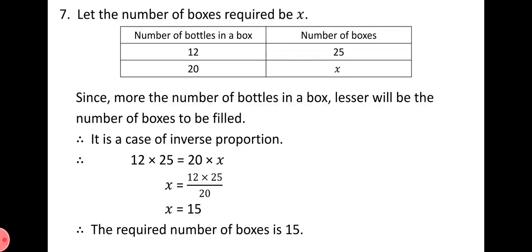Next, question number 8. A factory requires 42 machines to produce a given number of articles in 63 days. How many machines would be required to produce the same number of articles in 54 days? Now it is given in the question that one factory requires 42 machines to produce some number of articles in 63 days. Now suppose the same number of articles are to be produced in 54 days, then how many machines are required, that is asked.